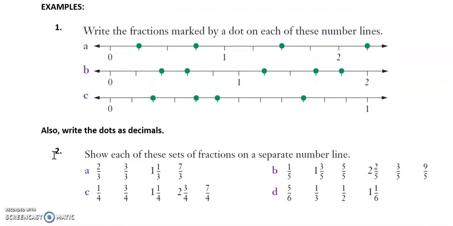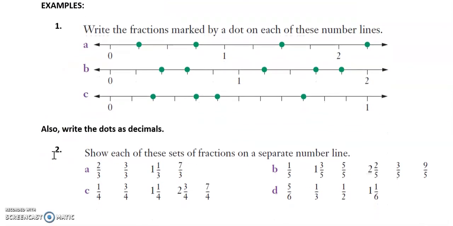So in this example, you need to write the fractions marked by the dots. If this is a half, then what's this? That would be half of a half, which is a quarter. And this would be a half plus a quarter, right? You fill in the rest.